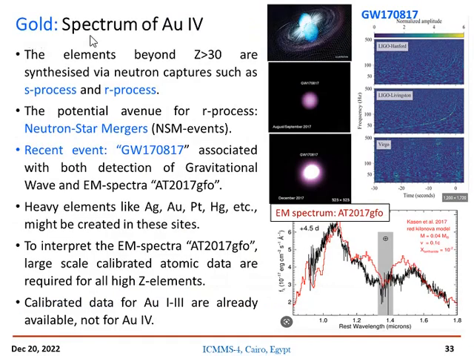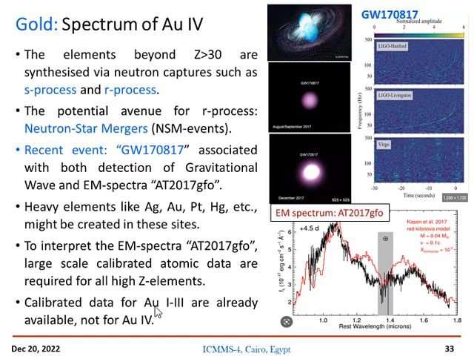Now let us go to the last sample spectrum, Au IV. We know that the elements with Z greater than 30 are synthesized via a neutron capture process such as the S process or R process. So neutron star merger events are a potential avenue for these R process events. With the emergence of multi-messenger astronomy, surveillance of neutron star mergers is now possible. One of the recent events, detected in August 2017, detected both gravitational wave and the electromagnetic spectrum. So heavy elements such as silver and gold might be created in these sites. In order to interpret the electromagnetic spectrum, large scale calibrated atomic data are required for all high Z elements.